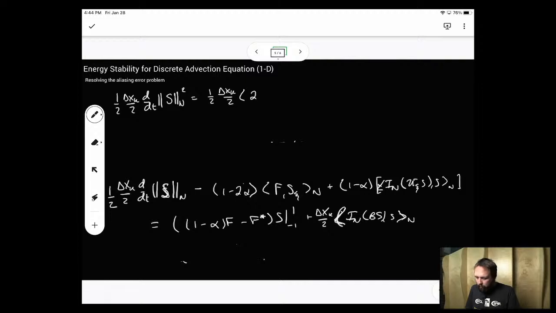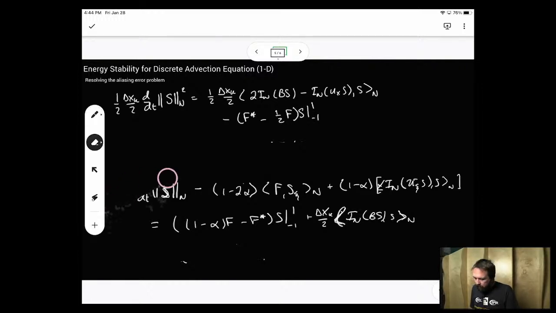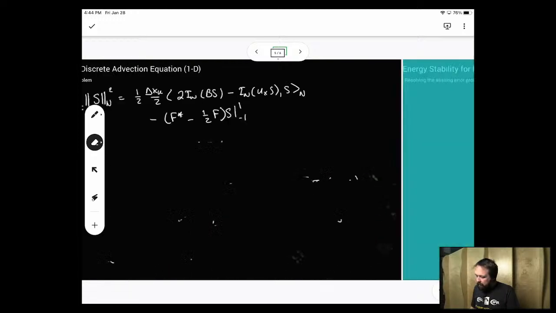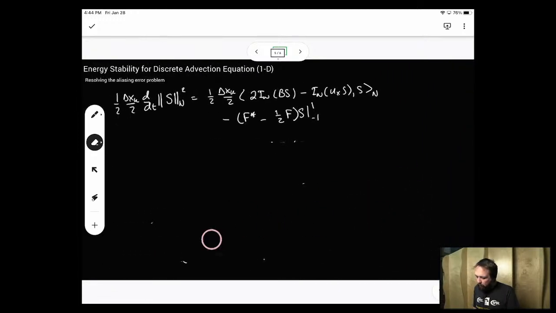We've got the interpolant of n b s. So this should start looking familiar: minus the interpolant n u_x s with s_n, and then I've got my boundary terms. So f star minus 1/2 f s at minus 1 to 1. Cool. So the deal is we could do the same thing we did before.